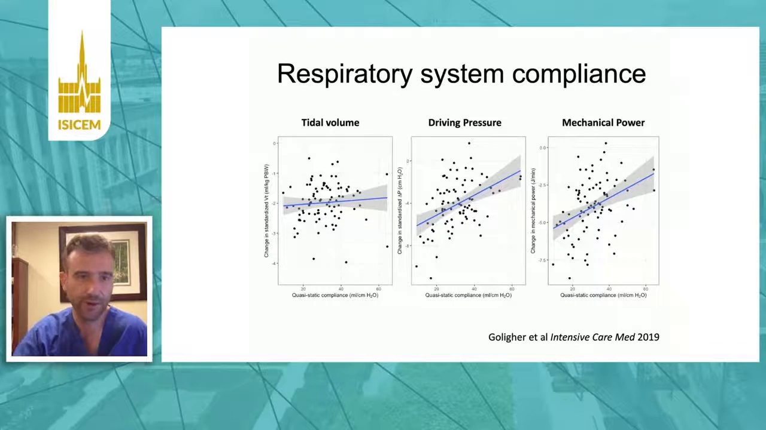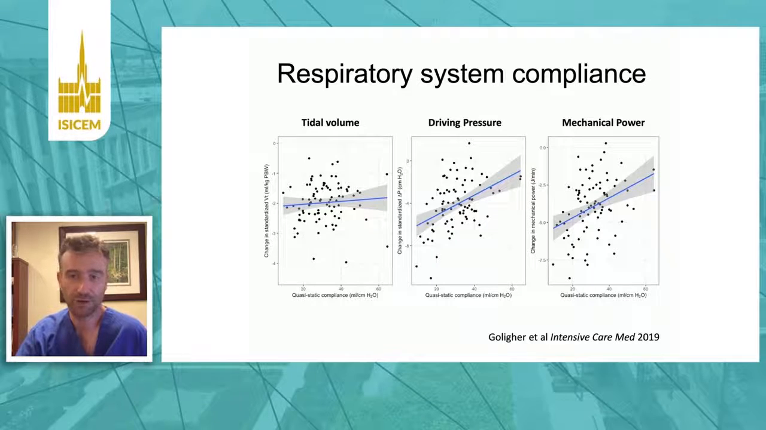So we also found that the effect of ECOR on driving pressure varied according to respiratory system compliance. And this is not particularly surprising since driving pressure and compliance are mathematically linked, but it highlights the fact that a patient with a low respiratory system compliance will obtain a much greater reduction in driving pressure from a given amount of ECOR than a patient with higher respiratory system compliance. Similarly, there's a much greater reduction in mechanical power when you apply ECOR in patients with low respiratory system compliance.